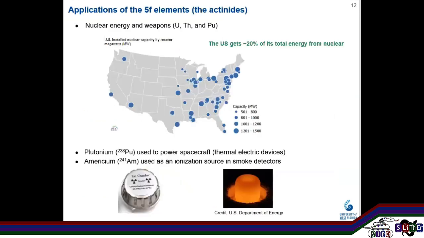So that's for the rare earths. For the actinides, right, applications, nuclear energy, probably the biggest application of uranium and thorium. We get 20% of our power from nuclear energy. Here's a map of where all the power plants are. And there's so much chemistry that's not nuclear chemistry that you can talk about with coordination, with separations, ligand design, and things of that nature.